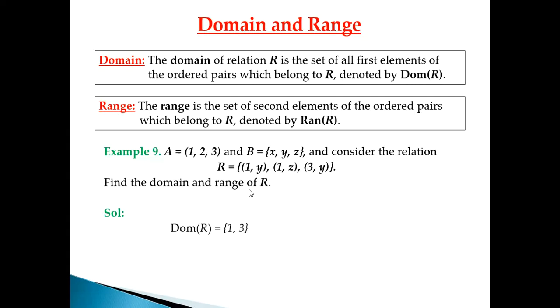Now come to the range. Check the second elements. What are the second elements in the relation? They are y, z, z. So y and z. So our range of R is {y, z}. Clear how to find the domain and range? The domain is the first element of the ordered pair, and the range is the second element of the ordered pair, which are in relation R. Right?